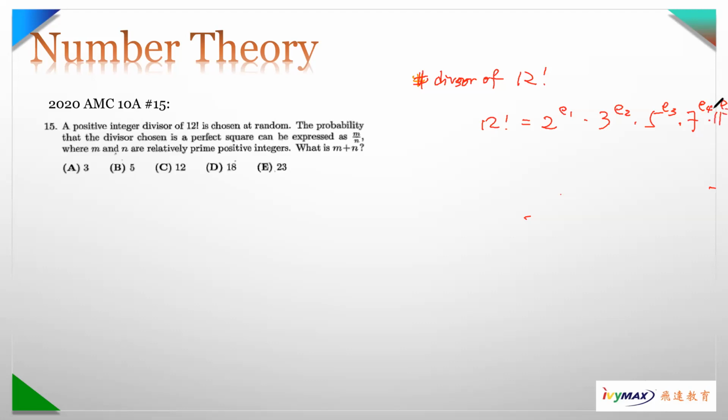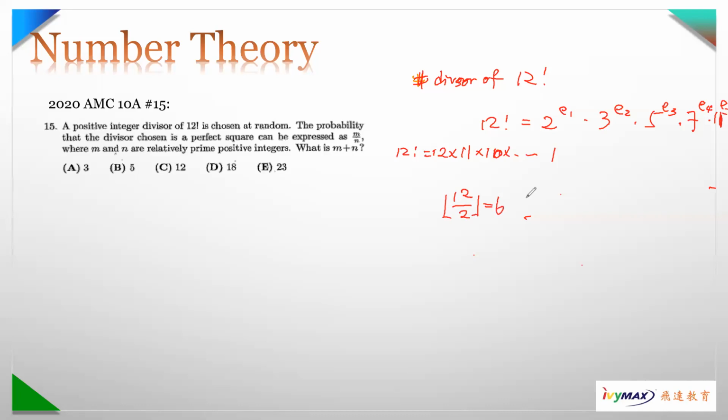I can write it that way because 12 factorial is 12 times 11 times 10, all the way to 1, right? So we need to find E1, E2, E3, E4, and E5 in this case, right? All right. The way we do that is to divide 12 by 2. We check how many 2s are inside, and we round down to the nearest integer. So we have 6 of them.